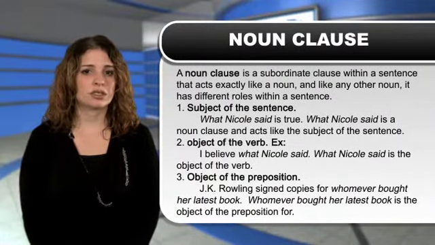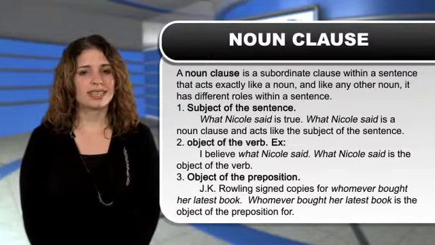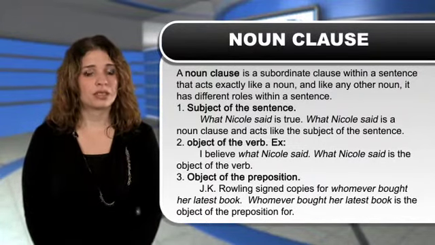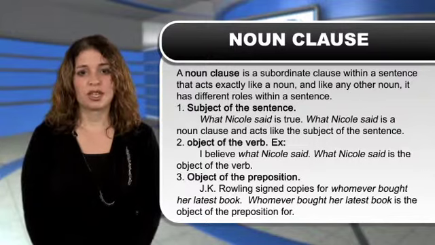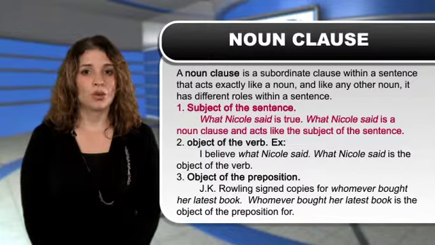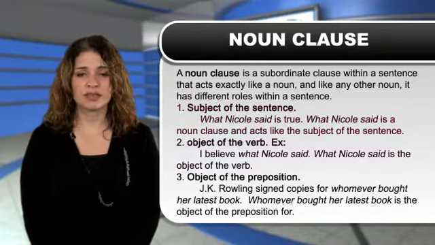A noun clause is a subordinate clause within a sentence that acts exactly like a noun, and like any other noun, it has different roles within a sentence. For example, it can be the subject of a sentence. What Nicole said is true. What Nicole said is the noun clause and acts like the subject of the sentence.